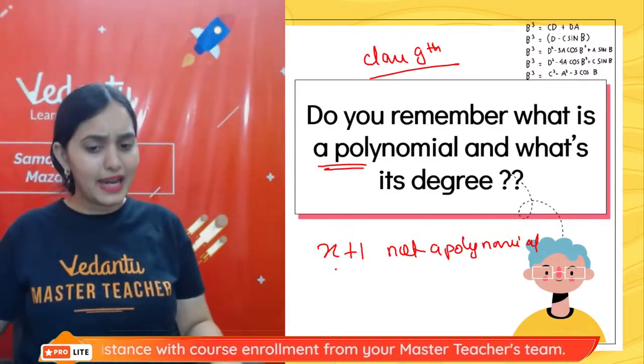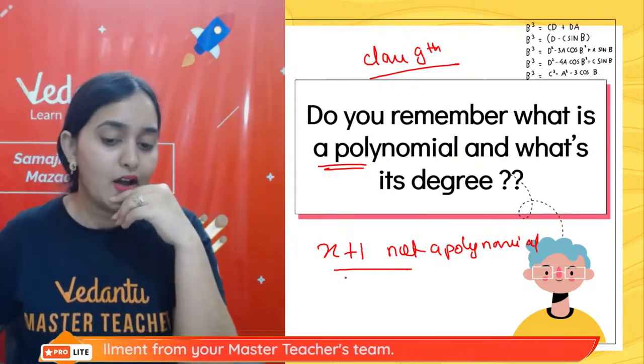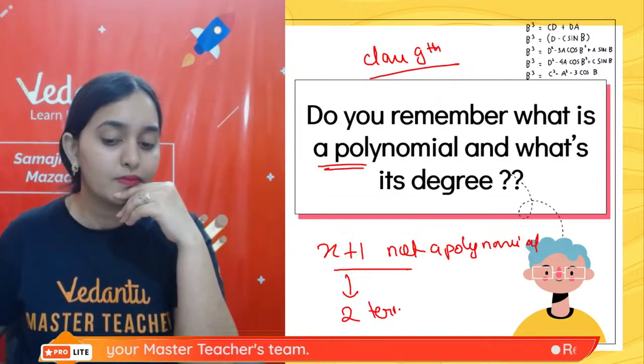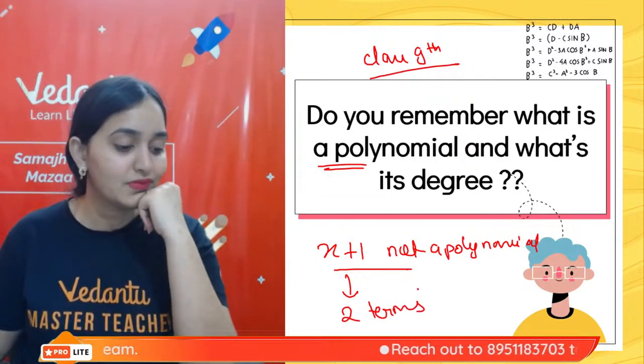Is it a polynomial? X plus 1 is a polynomial. But you are telling me it should have more than 3 terms. Now this is having only 2 terms. So this is not a polynomial. Then what is a polynomial?